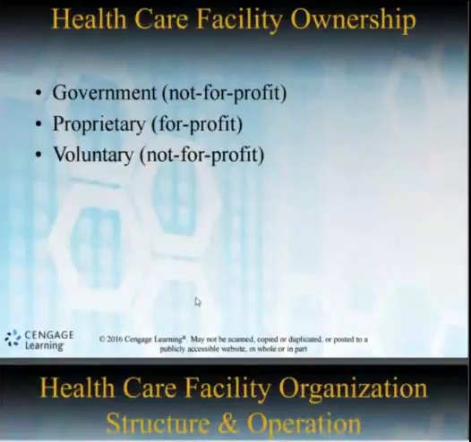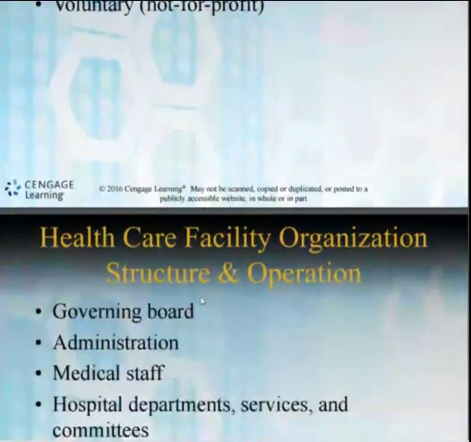Now, the next part of the book talks about healthcare facility ownership. There are 3 different types of hospitals: government, proprietary, and voluntary. Government is not-for-profit and makes up 25% of all hospitals. Proprietary is for-profit. That would be our private hospitals. They make up about 15%. And then voluntary not-for-profit, these are the largest percentage. They're 60%, and they are either religious or voluntary groups, such as the Shriners, that make these.